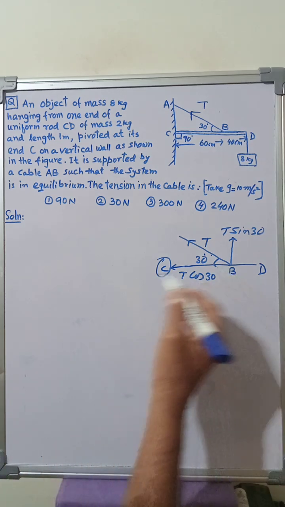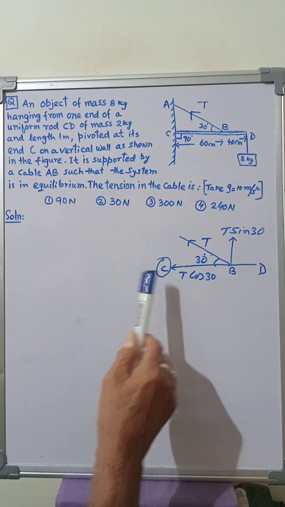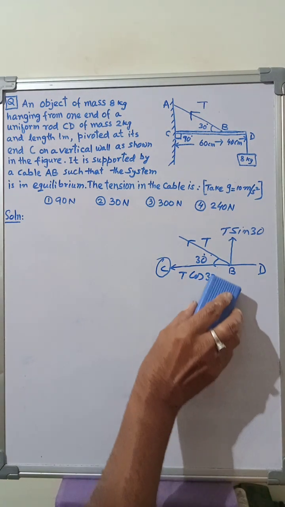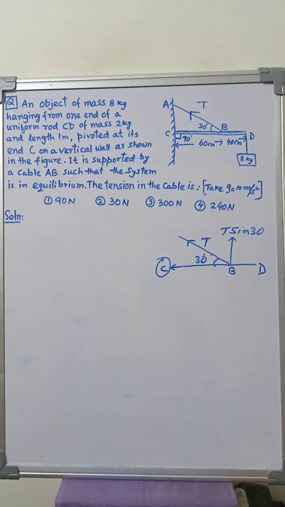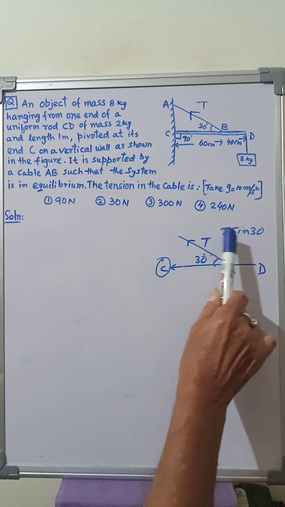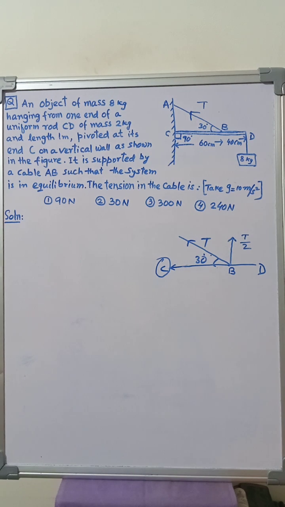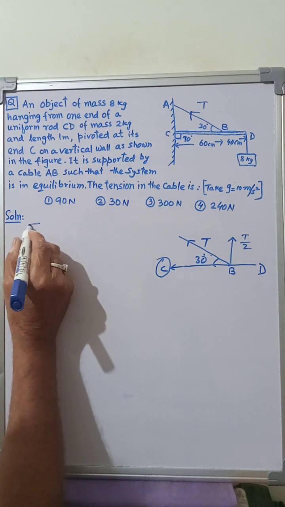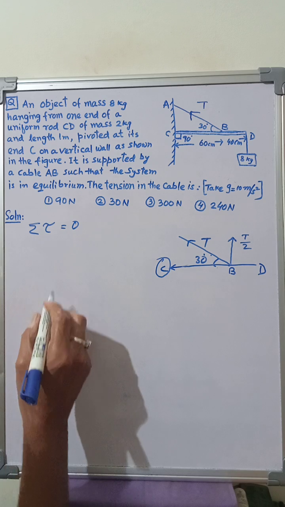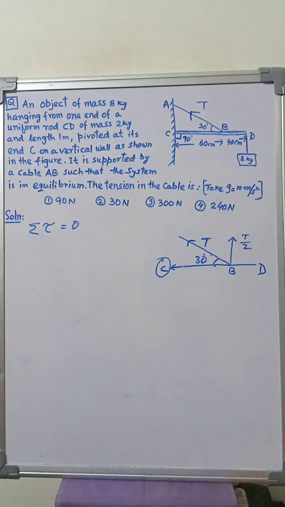Now T cos 30, the horizontal component, passes through the point C. Therefore, the torque about C will be 0. So we can forget this component. We'll consider only the vertical component. Since sin 30 is equal to 1 by 2, we have T sin 30 equal to T by 2. Let us replace it here. When the system is in equilibrium, the total torque about C is equal to 0. Therefore, the clockwise torque should be equal to the anti-clockwise torque.